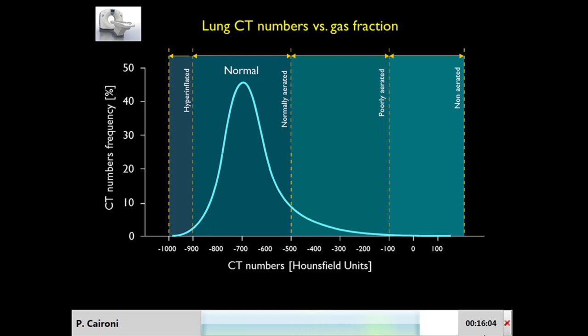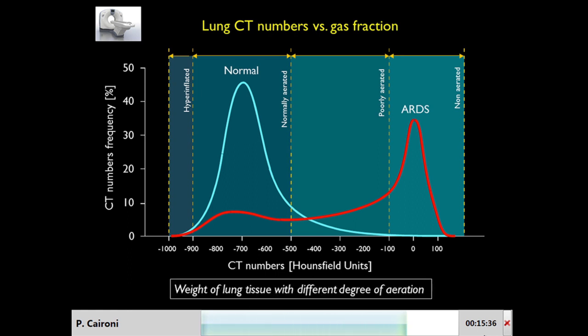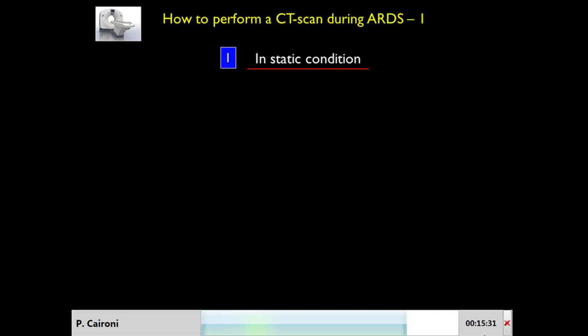This is a frequency distribution of a CT scan from a healthy subject, and most of the lung is in the normally aerated tissue. We have about 60–70% of the lung tissue as air. But this is what happens with ARDS: most of the lung is shifted towards the non-aerated lung tissue. So from these simple measurements, we are able to quantify different lung tissue weights characterized by different degrees of aeration. Now, how do we perform CT scanning?